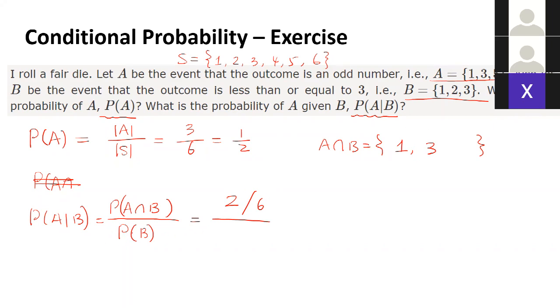And let's calculate the probability of B. B has 3 sample points over the sample space's 6 sample points. So the denominator is the probability of event B. Okay, so let's simplify this and we can get 2 over 3. So this is the conditional probability of A given B. Okay, any questions?